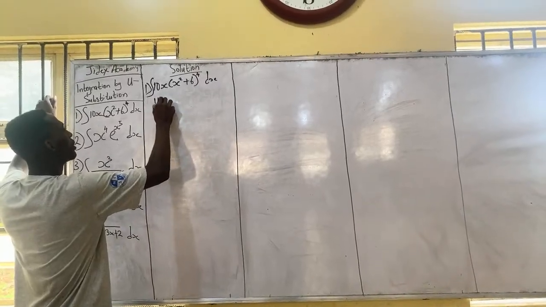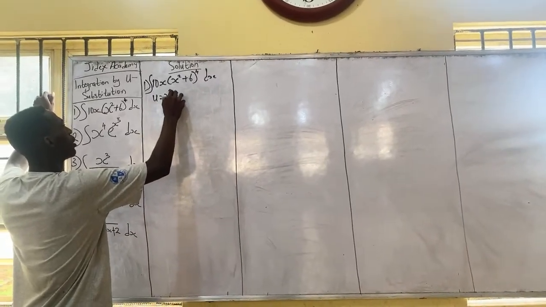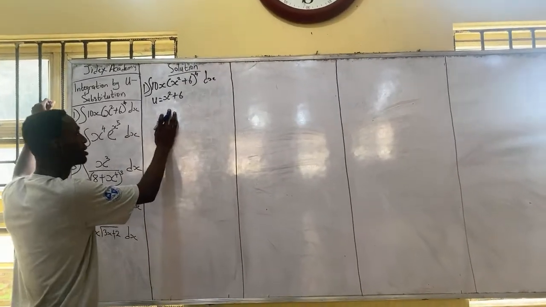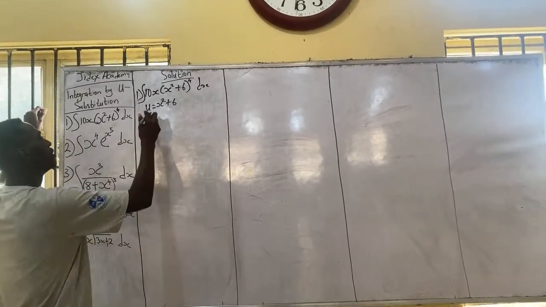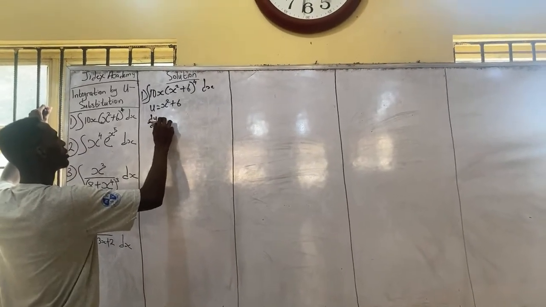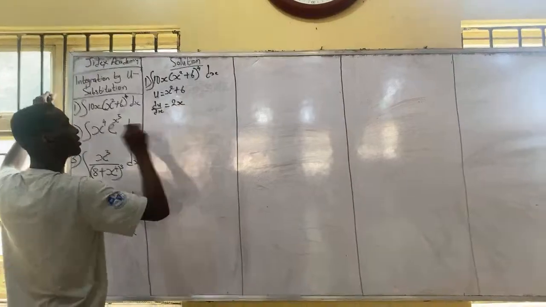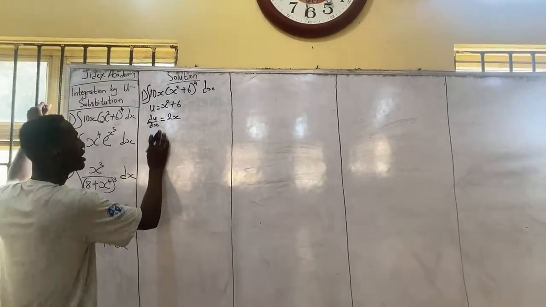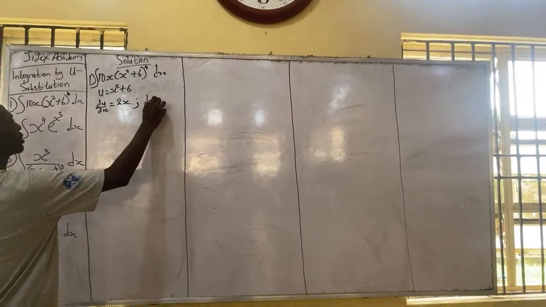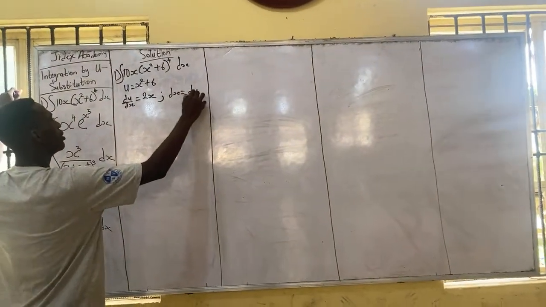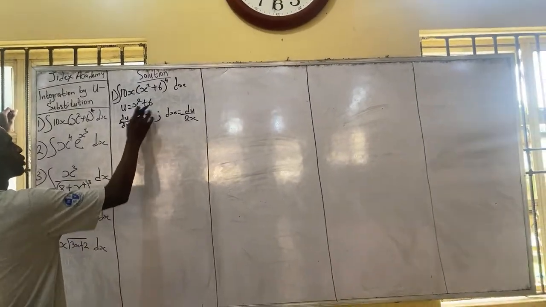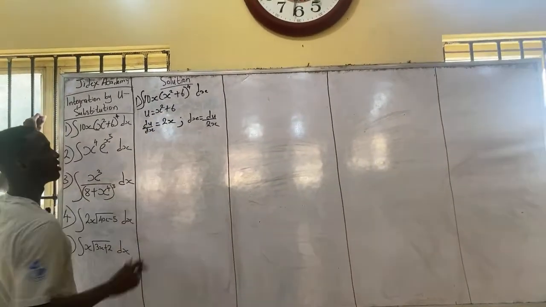Let's make u be equal to x squared plus 6. Now, if u is equal to x squared plus 6, what do you do? You differentiate. That is, du/dx is equal to 2x. If du/dx is equal to 2x, then dx is equal to du over 2x. By cross multiplying, you bring this here and you take this here.